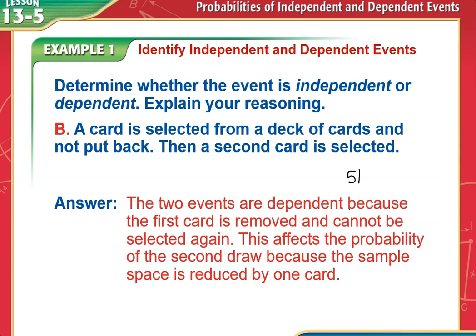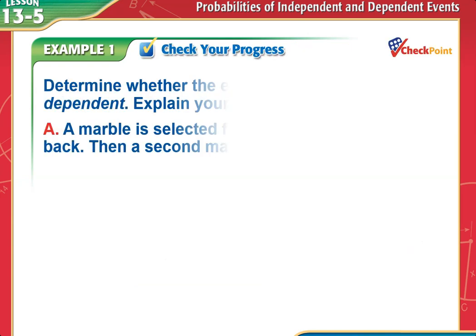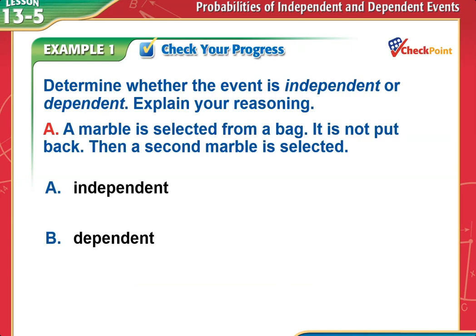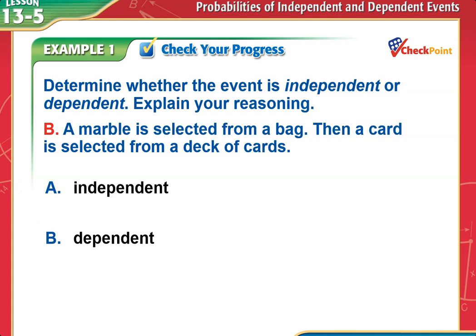Here's a check your progress. You can pause your video. Determine whether the event is independent or dependent. Explain your reasoning. A marble is selected from a bag and not put back, then a second marble is selected. Well, that would be a dependent event. Next: a marble is selected from a bag, then a card is selected from a deck of cards. One is not going to affect the other, so these are independent events.